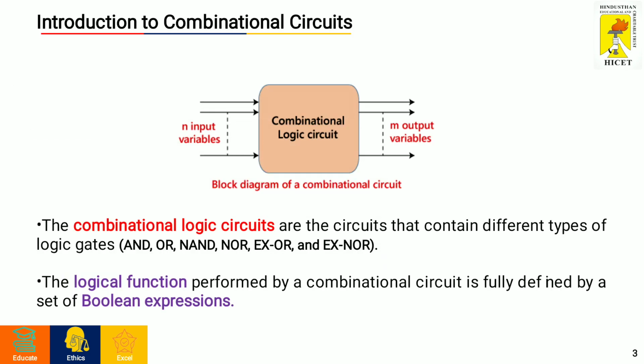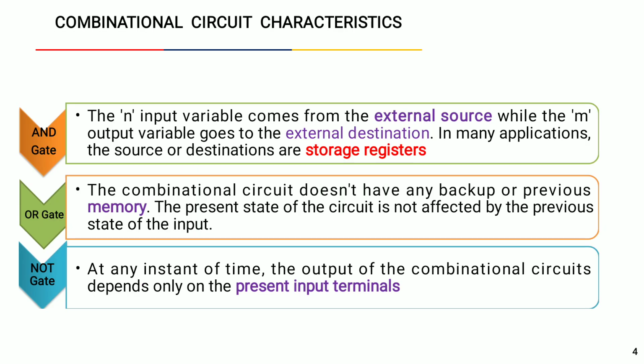If you see the combinational logic circuit, it contains different types of logic gates like AND gate, OR gate, NAND gate, NOR gate, XOR gate and XNOR gate. The logical functions performed by the combinational circuit are fully defined by a set of Boolean expressions. Among its characteristics, the N input variables come from an external source while the M output variables go to an external destination. In many applications, the sources or destinations are storage registers.